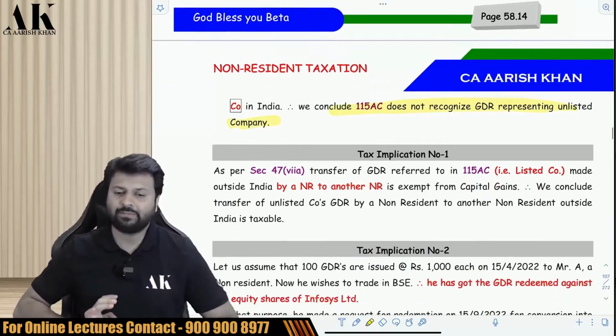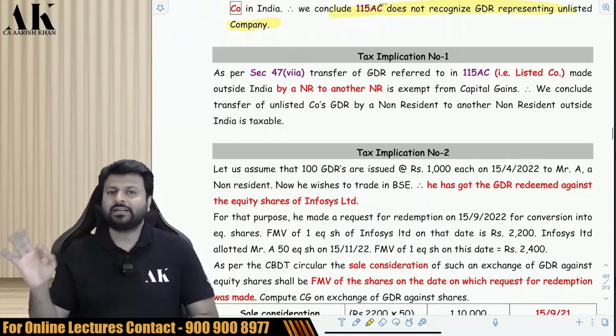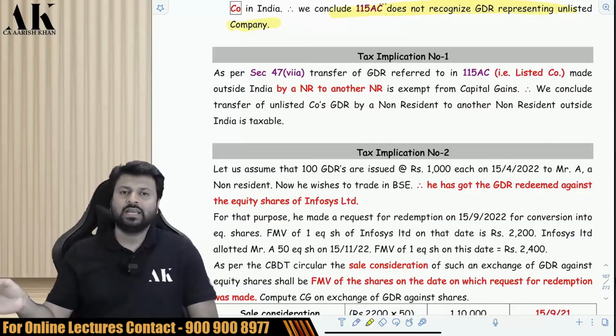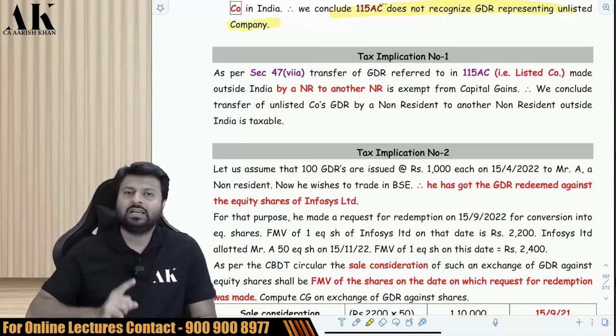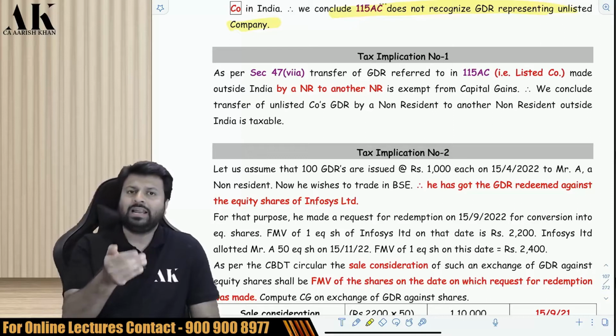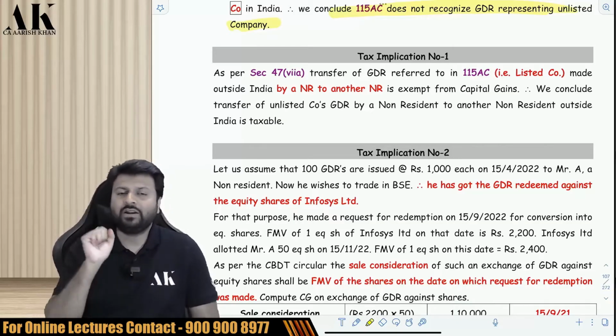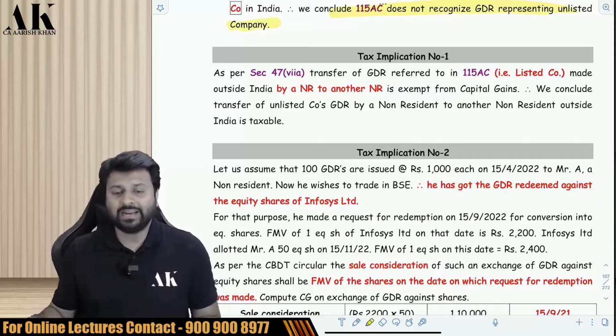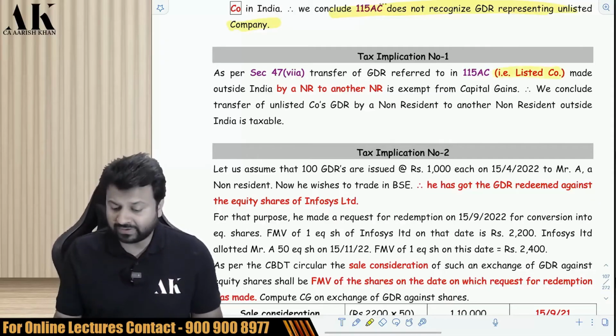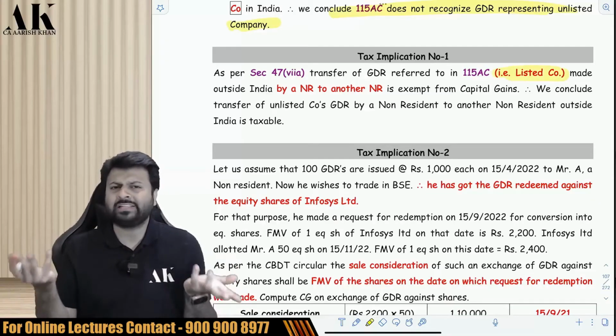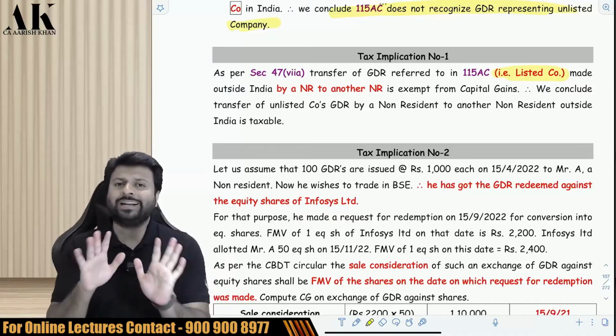Now let's take an example. For example, there is one listed company in India, say Infosys. Now it wants to raise money from outside India, so it will go to the UK, for example, and it will raise money through GDR. So it is issuing GDRs in the UK. So there is a person in the UK who has bought that GDR. So if a non-resident is buying that GDR, which GDR? GDR of a listed company, because income tax does not recognize GDR of an unlisted company. So the non-resident has bought that GDR.